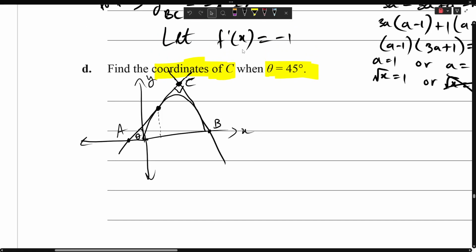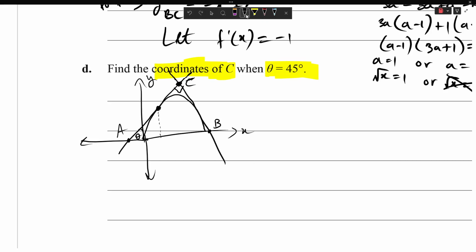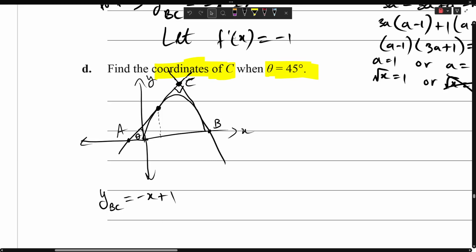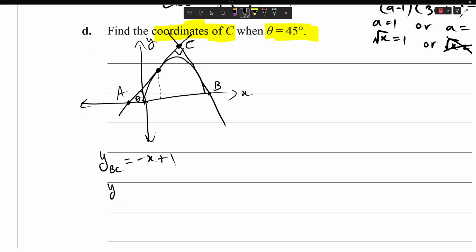From this, you can clearly tell that to find the coordinates of C, you'll have to find the point where the lines AC and BC intersect each other. And to do that, you're going to need to find the equations of lines AC and BC. So in the previous part of the question, we found that the equation of line BC is negative x plus 1. And we found that the gradient of line AC is just 1.